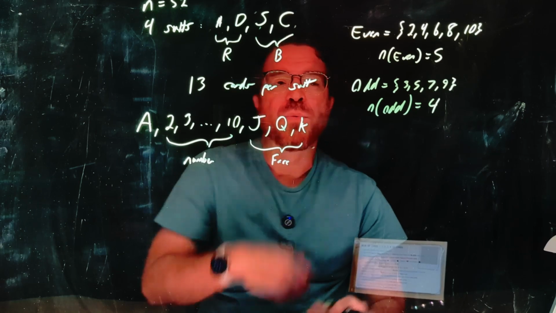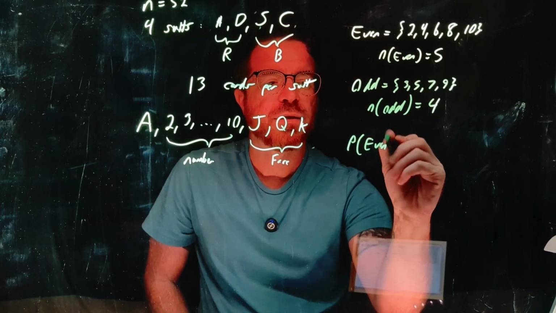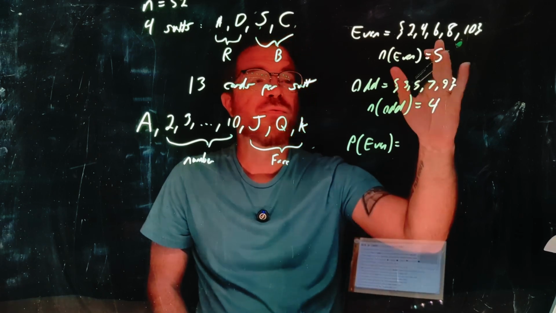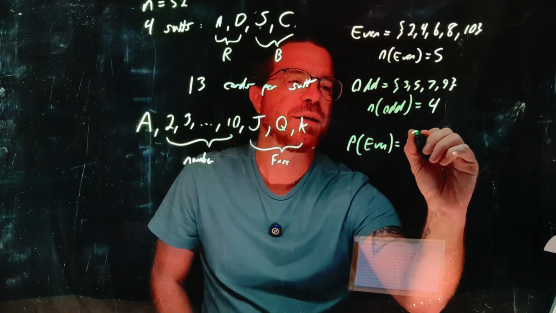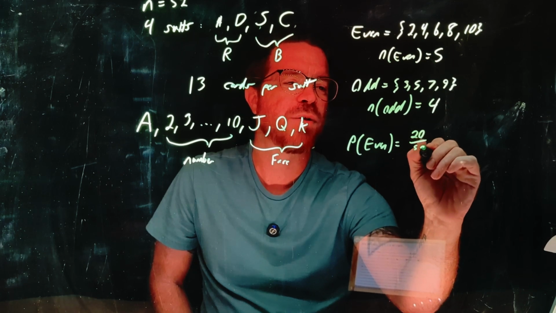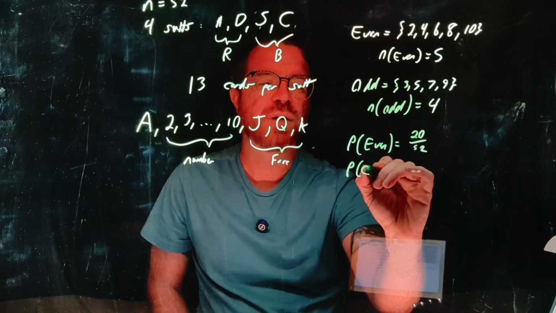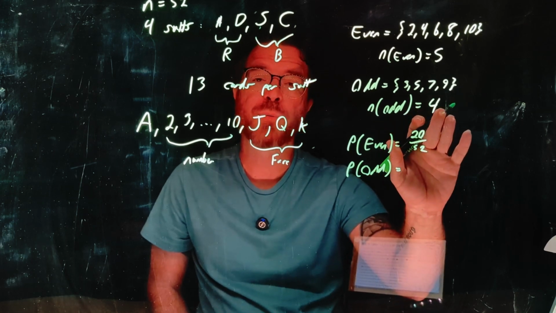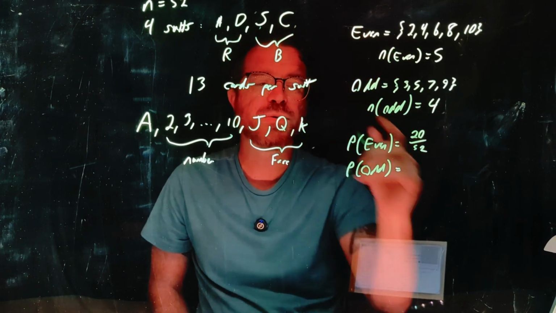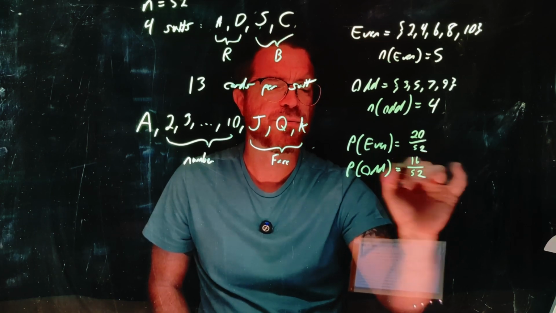Meaning that if we ask you what the probability of drawing an even card is, you would have to consider that there are 5 even cards per suit. There are 4 suits, which would make it 20 over the total of 52 cards. If I asked you what the probability of odd numbered cards are, you'd have to think about the fact that there are 4 per suit. There are 4 suits, meaning there are a total of 16 out of 52.